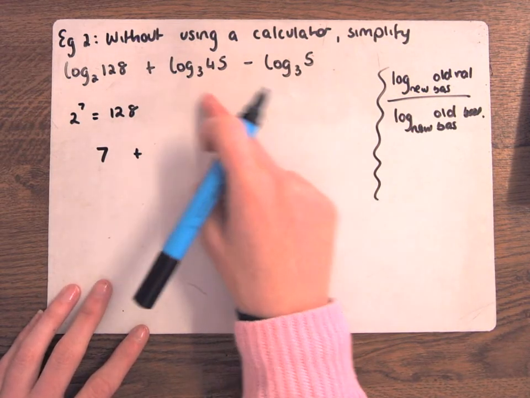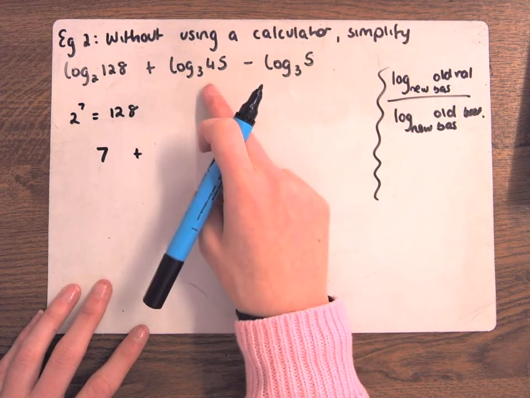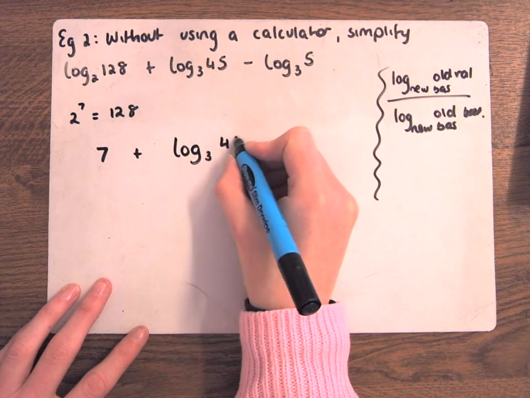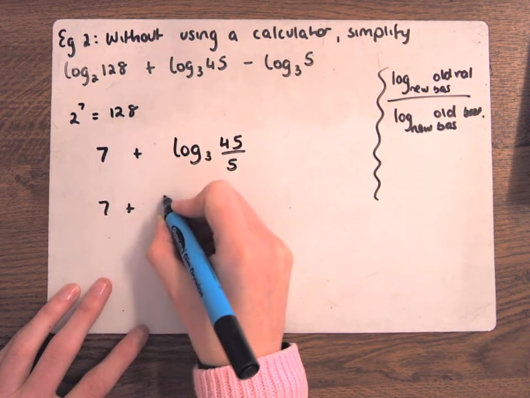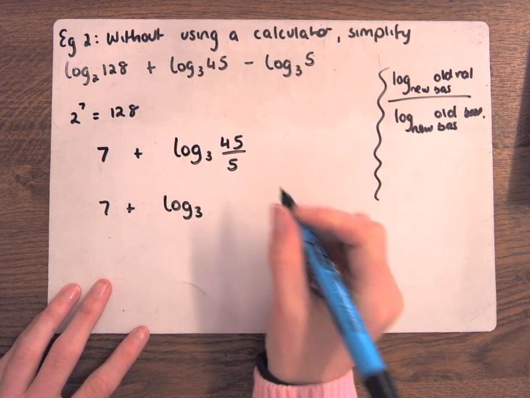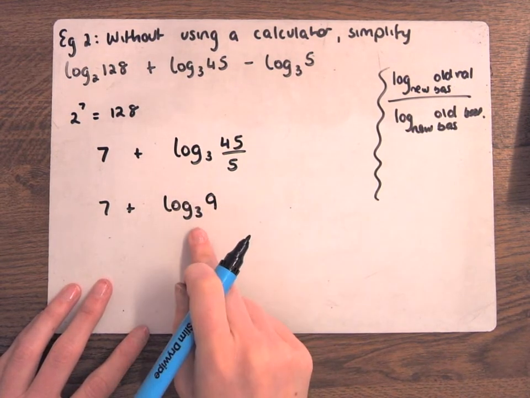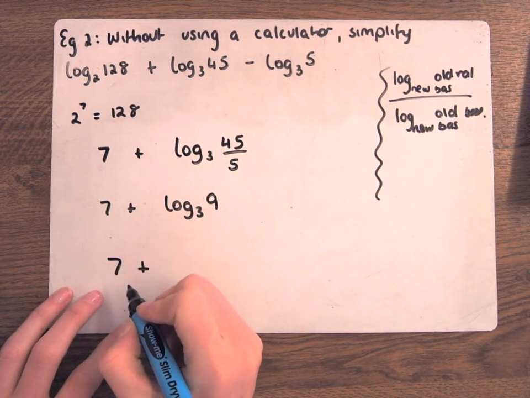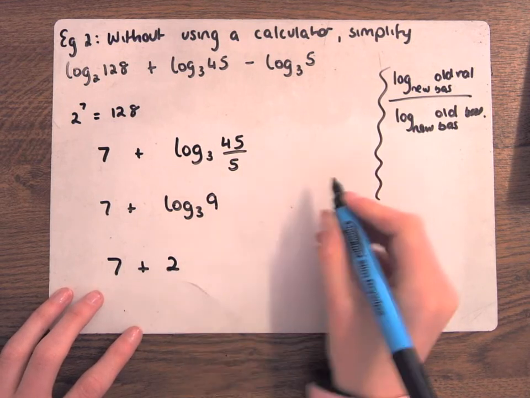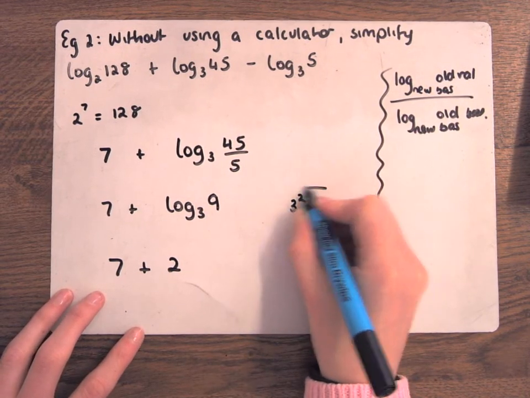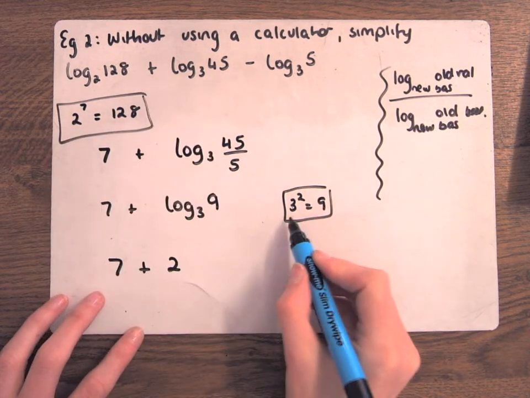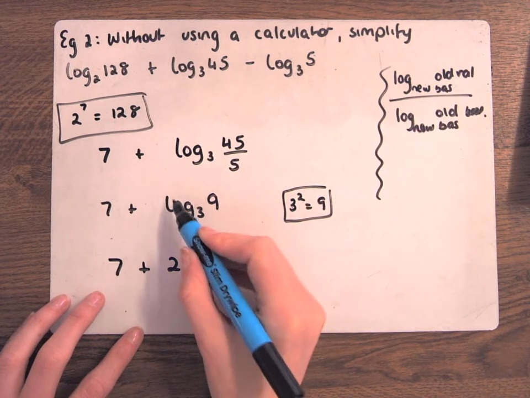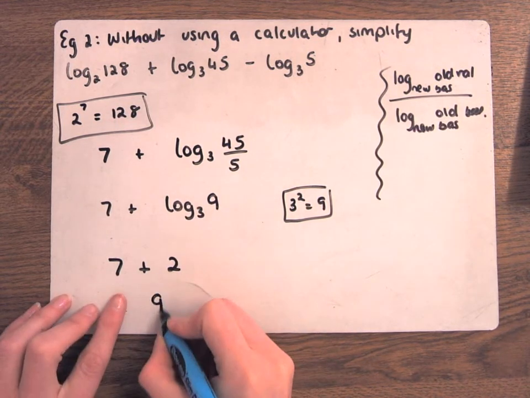These two are the same base, and I'm minusing them, so I'm going to divide. Log to the base 3 of 45 over 5. What's 45 over 5? 9. Now, 3 to the power of what gives you 9? 2. 3 squared gives you your 9. So my answer to this is 2, because when you do a log, you get the power. So what's 7 plus 2? It's 9.